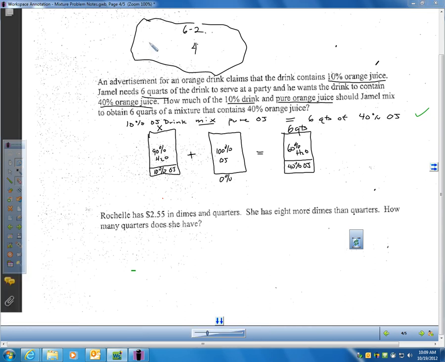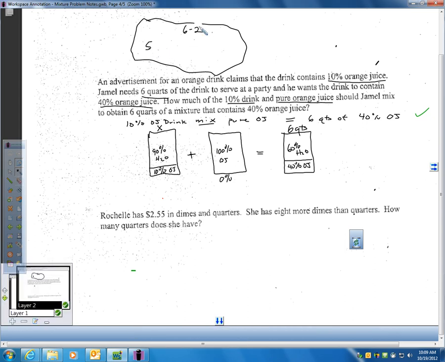What if this is 5 quarts? You're probably thinking, well, that's easy. This is 1 then, because 5 and 1 is 6. How did you get 1? You took 6 minus 5. So my question is, what if this is X quarts? Well, I have to take 6 and subtract X. This must be 6 minus X then. There's 1 of 2 equations you can write.